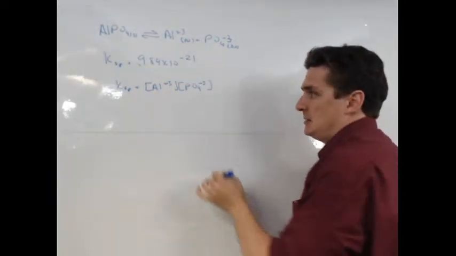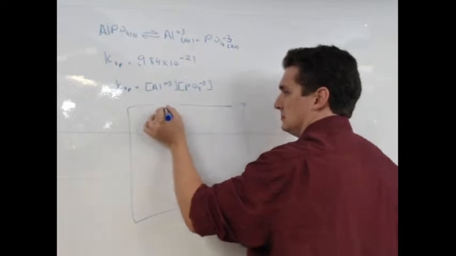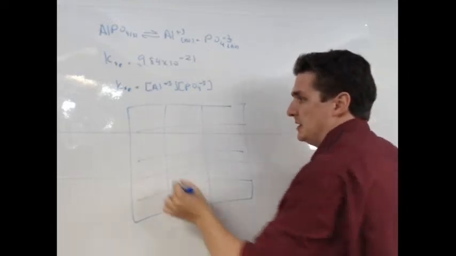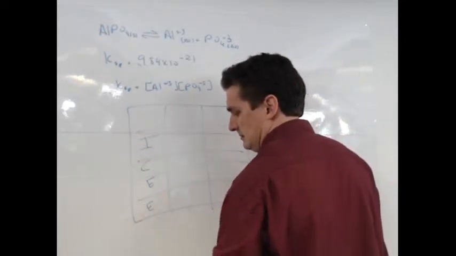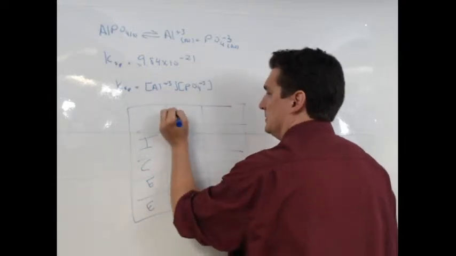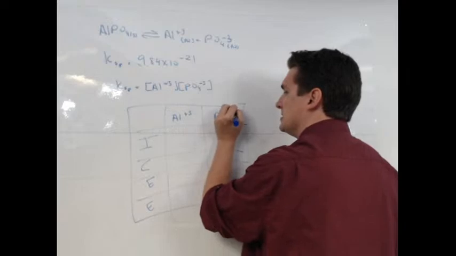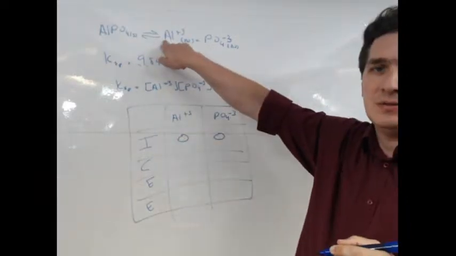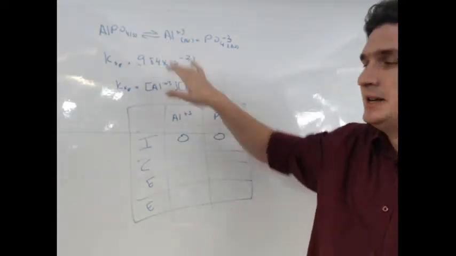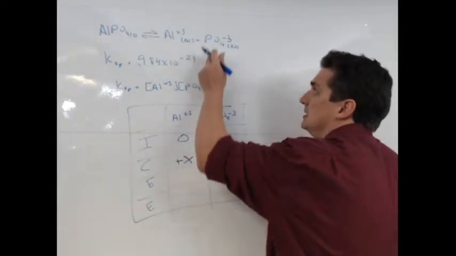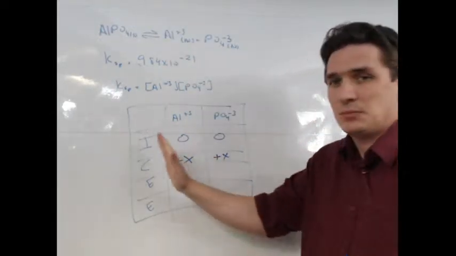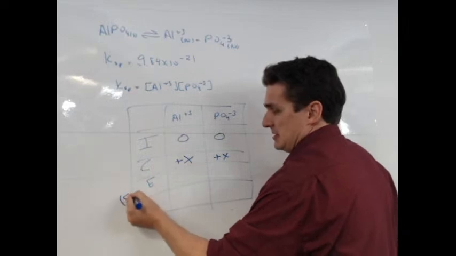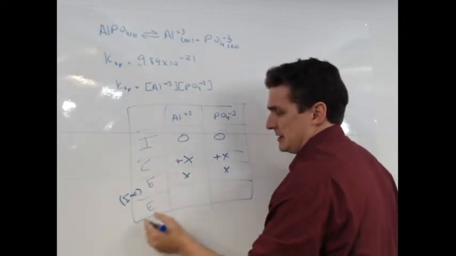We're also going to need our ICE table. Now again, I can leave off any solids or liquids because they are not going to be involved in my expression for Q. I've got I, C, E. I've got aluminum, and I've got phosphate. I'm not given any starting concentrations, so I'm going to assume they're 0. The change is whatever number is in front of the compound times the extent of reaction X. So there's a 1 in front of this aluminum, so I have plus X, plus X. These are positive because they are products. If there was a reactant here, the change would be negative. This E row is the I plus C, so we get 0 plus x, 0 plus x.